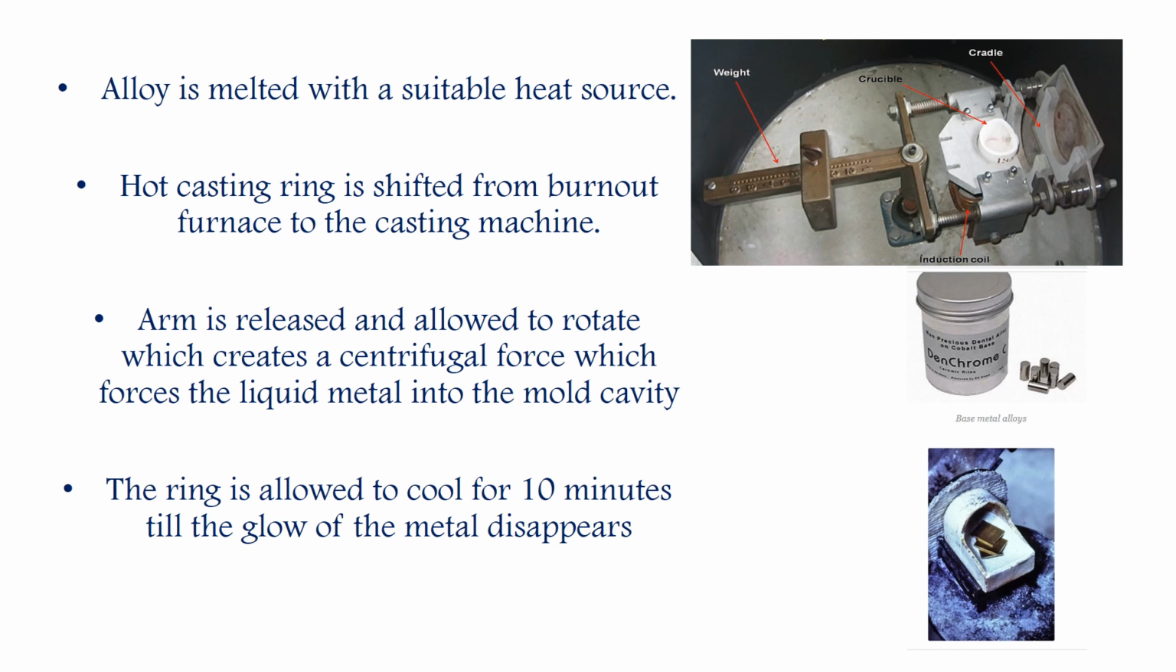That means inside your casting ring, the space which was emptied after the burnout of your wax is hollow. Now this liquid metal will be injected with a particular amount of centrifugal force within the mold cavity. So this is how a casting takes place. Then your ring is allowed to cool for 10 minutes, until the glow of the metal disappears.